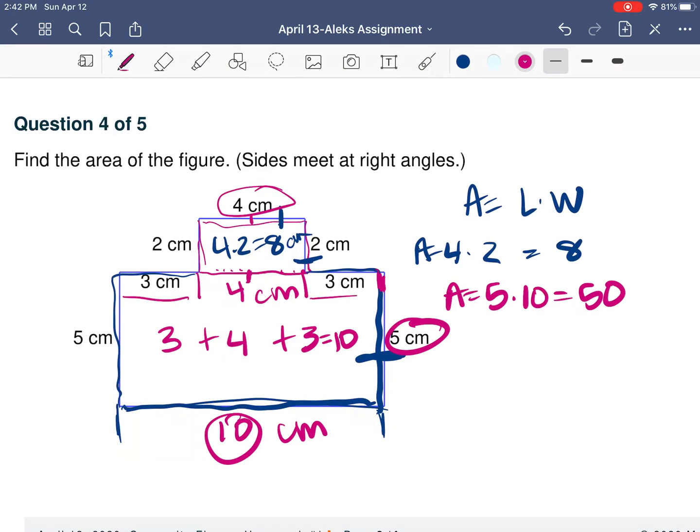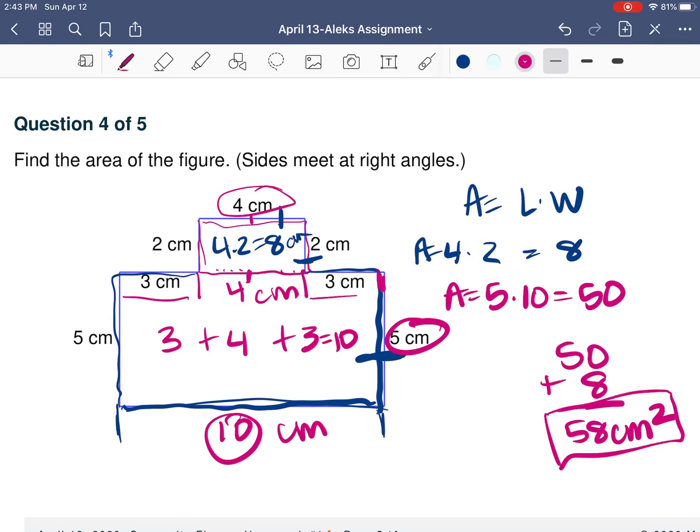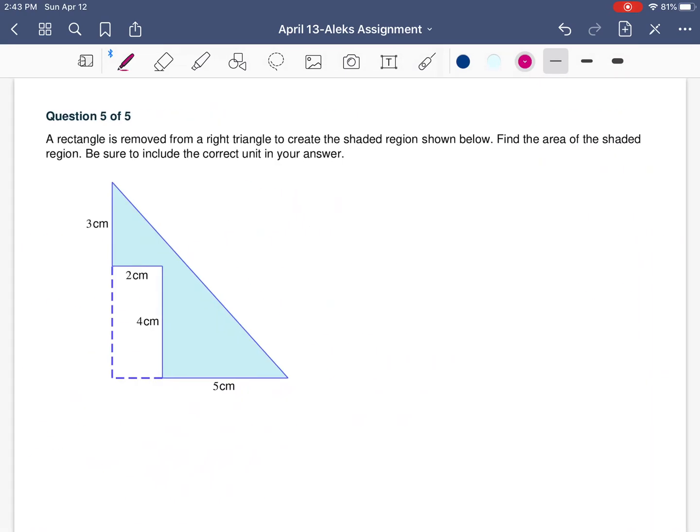So now what I want to do is add those two together because it wants the total length. So I'm going to take the 50 plus the 8. So my total length is 58. And it's centimeters, so centimeters squared. So that is how I would do number 4.